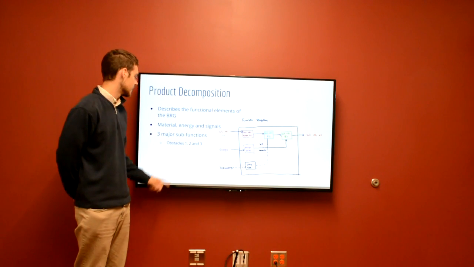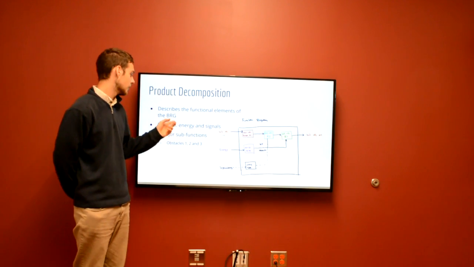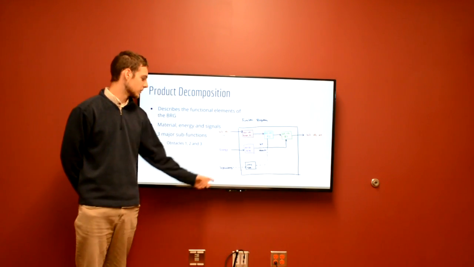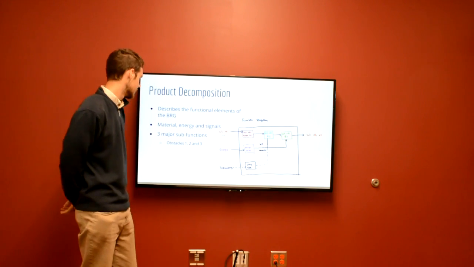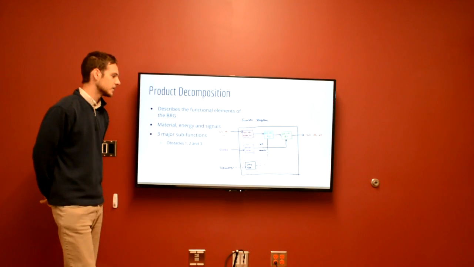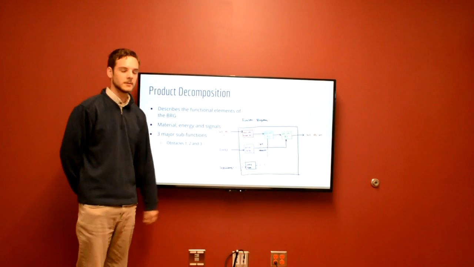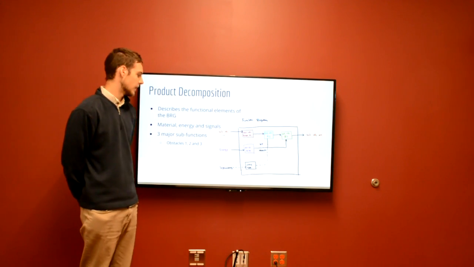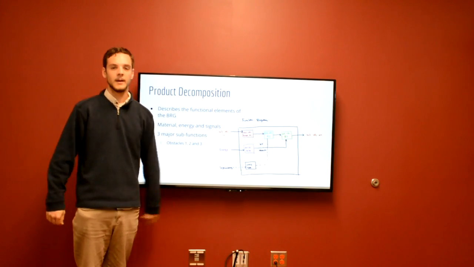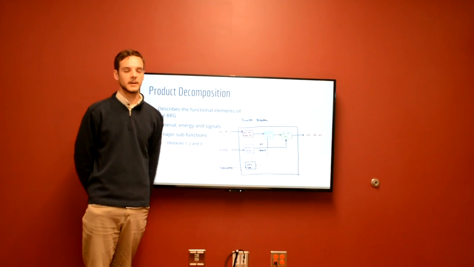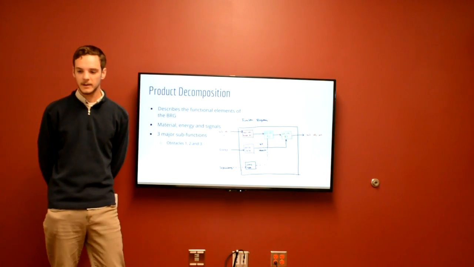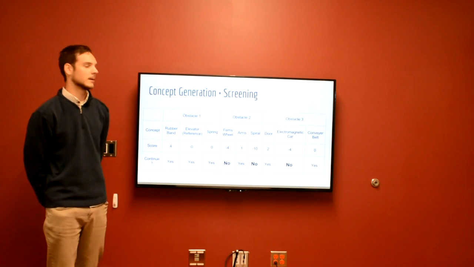The inputs are represented by materials, which would be the ping pong ball, energy put in, and signals or instructions that we would give the project. And then our 3 major subfunctions, like I mentioned, are obstacles 1, 2, and 3, and those subfunctions will have subfunctions of their own, which we do not have displayed on our picture. Next, Easy will talk to us about concept generation.